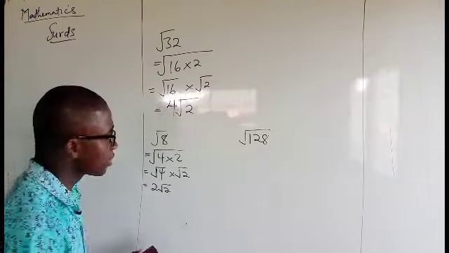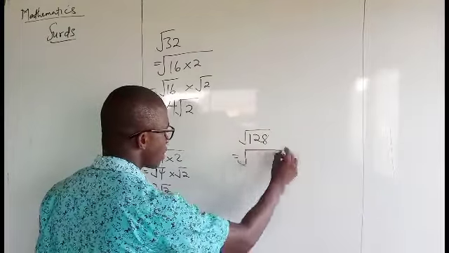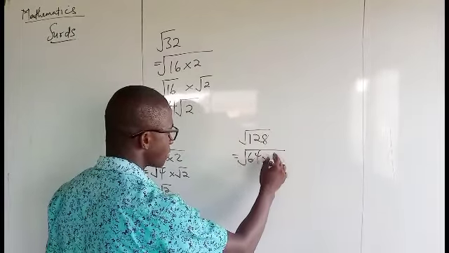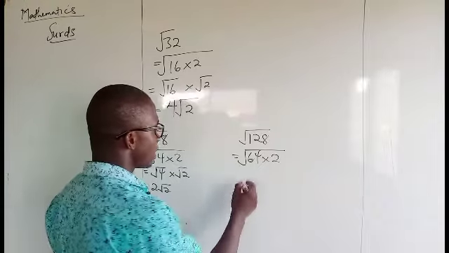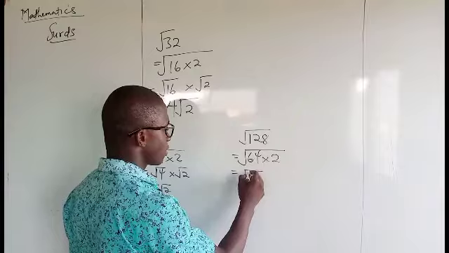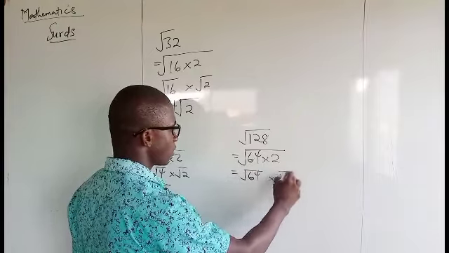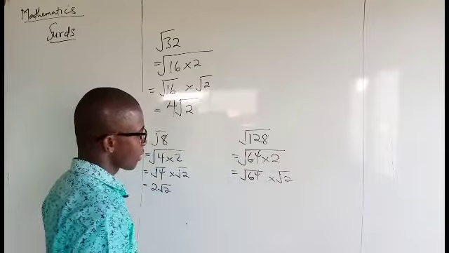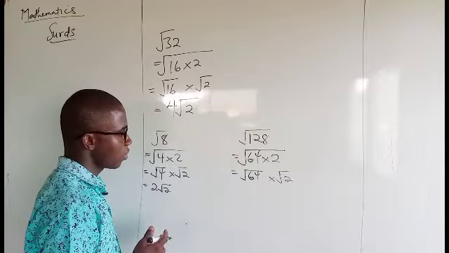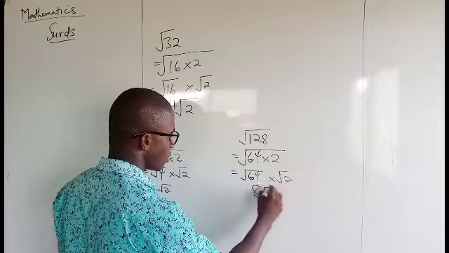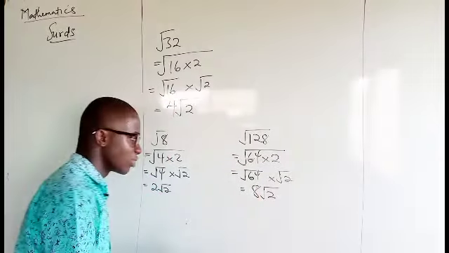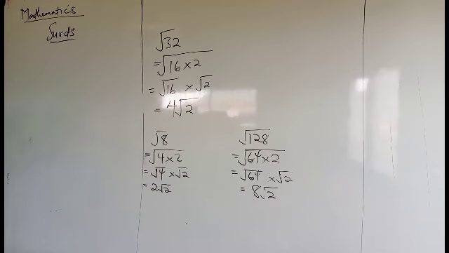Okay, so what did you get? Let's solve it together. We have square root of 64 times 2, right? Let's give it separate roots: 64 and 2. The square root of 64 will give us 8, then square root 2. This will be our answer, 8 root 2.